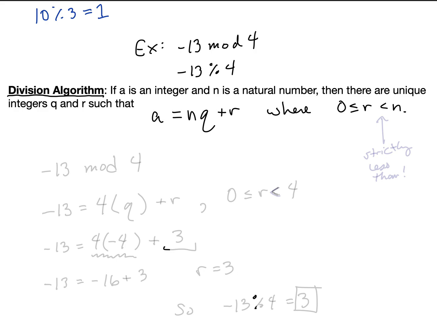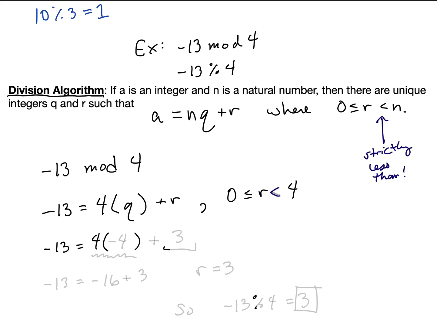So with that in mind, let's look at negative 13 mod 4. So we're looking for the remainder when we divide negative 13 by 4. And according to the division algorithm, we know that negative 13 is going to be equal to 4 times some integer q plus some integer r, where r is between 0 and 4. So 0 is less than or equal to r, which is less than or equal to 4. So we have negative 13 is equal to 4 times something plus a non-negative value.